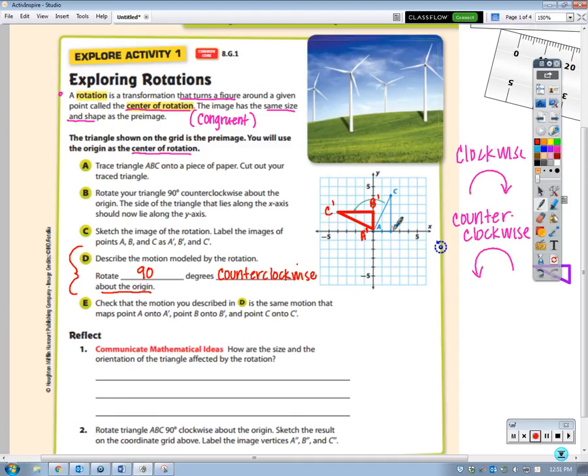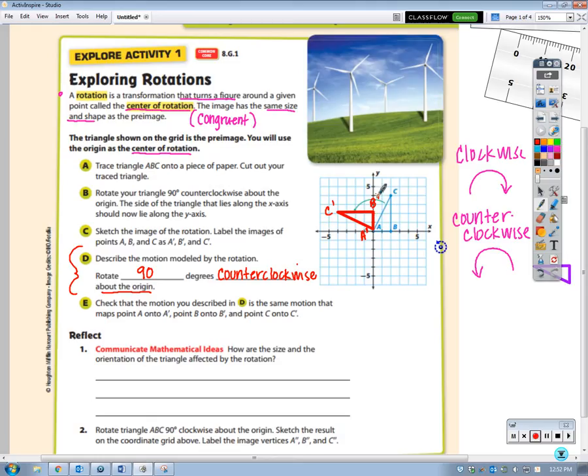Check that the motion you described in D is the same motion that maps point A to A prime, B to B prime, and C to C prime. So A, since it's on my center of rotation, it's actually not going to move. So A and A prime do stay the same. B should go 90 degrees. It does, 90 degrees, right? Because this is a 90-degree angle. So it moves from here to here to B prime.